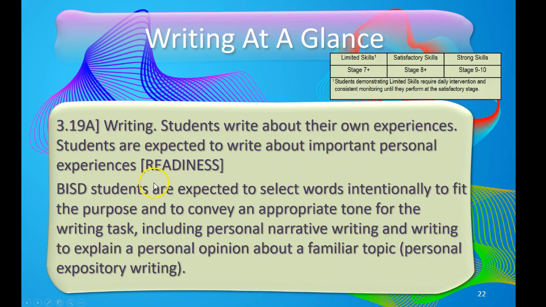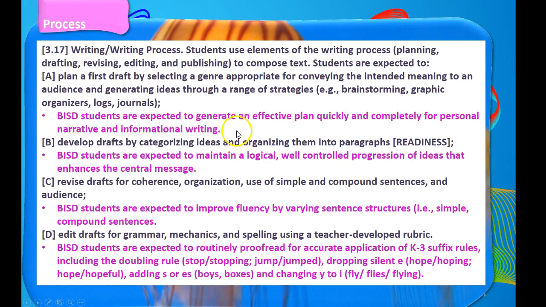They're going to be writing about personal experiences, and then we want them to explain a personal opinion about a familiar topic. Within the writing process, we want them to generate an effective plan quickly and complete it for personal narrative and informational writing. We expect them to maintain a logical, well-controlled progression of ideas that enhance the central message. As they go through, does it still carry that same message? We want them looking at sentence structures, building good paragraphs and good sentences, making sure their sentences are well developed. And then proofreading for all those K through 3 suffix rules, including the doubling rule, dropping the silent E, adding S or ES, changing Y to I, all those things that you're asking them to do, editing for those.